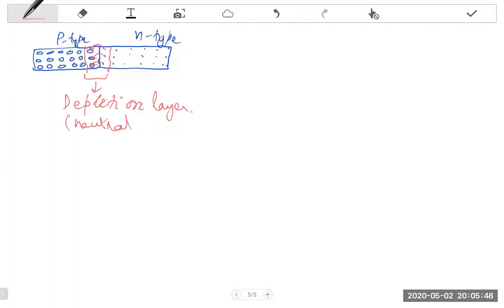Neutral layer. Works as a potential barrier. So on one side, positive charge is accumulated. On the other side, negative charge is accumulated. Okay. So this becomes a p-n junction. And as both kinds of charges are accumulated on both sides, it's called a diode.